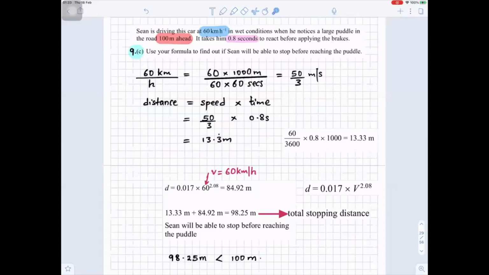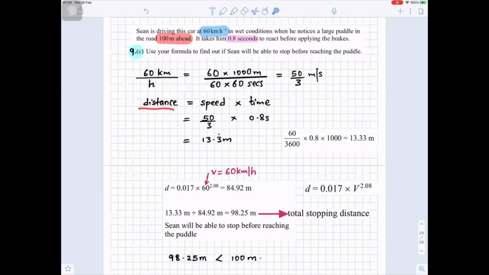Sean is driving this car at 60 kilometers per hour in wet conditions when he notices a large puddle in the road 100 meters ahead. It takes him 0.8 seconds to react before applying the brakes. Use your formula to find out if Sean will be able to stop before reaching the puddle. So 60 kilometers per hour, we want to change it to meters per second. Your calculator can do that for you. But if you're not using a calculator, 60 kilometers will be 60 times 1,000 meters, and hours is 60 times 60 to change it to seconds. So that gives you 50 over 3 meters per second.